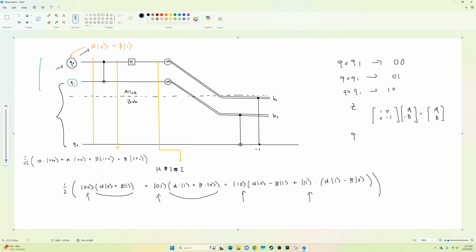And then finally, if we measure these first two qubits and we get 1, 1, then to convert alpha times ket 1 minus beta times ket 0 into this, we need to apply both a phase flip gate and a bit flip gate.